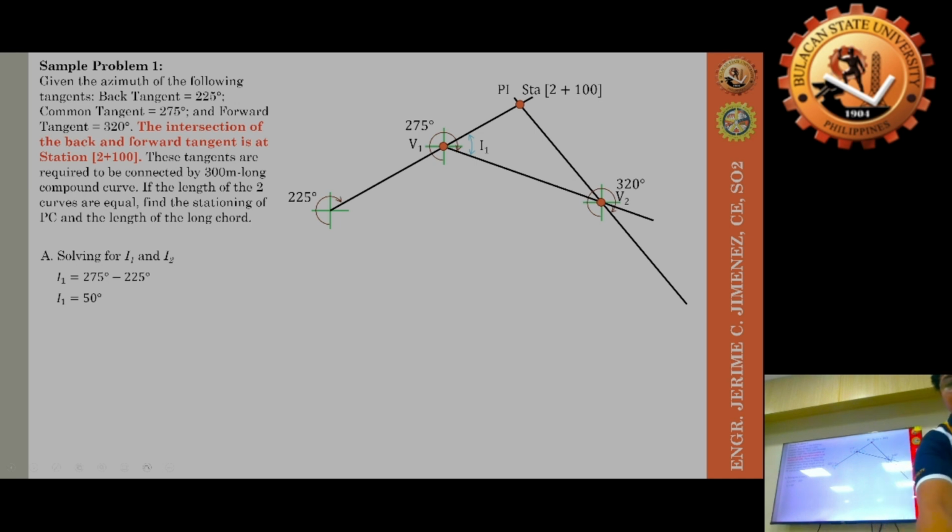Next, I sub 2. So, 2 minus from. That is 320 minus 275. Therefore, I sub 2 is 45 degrees.